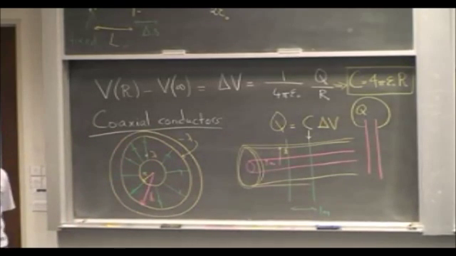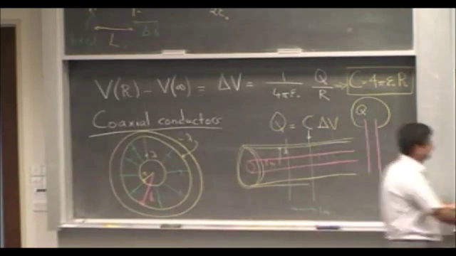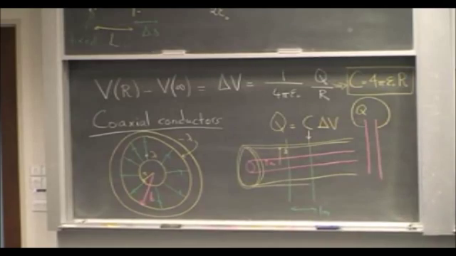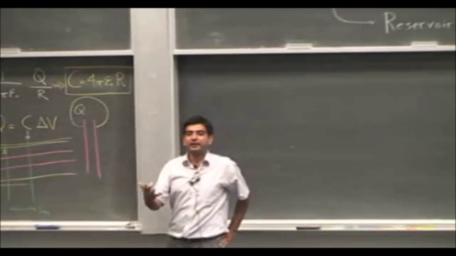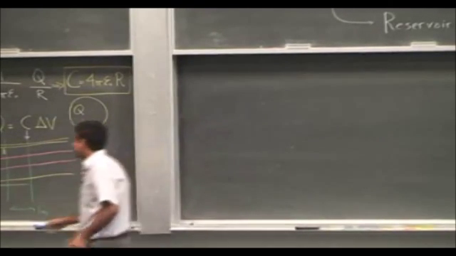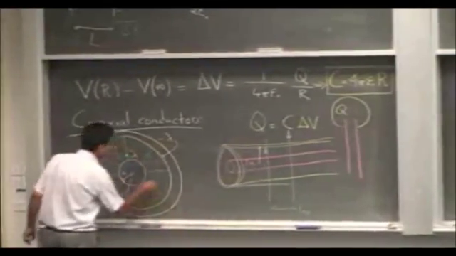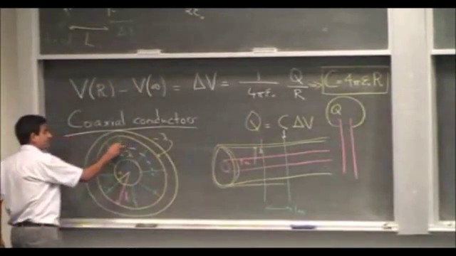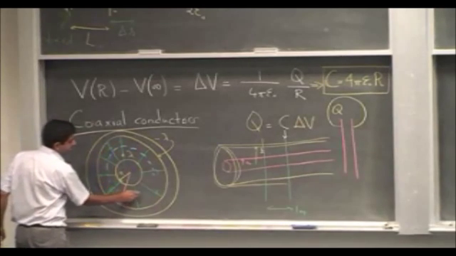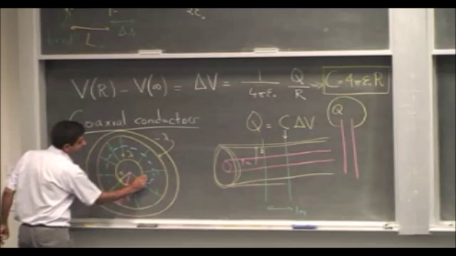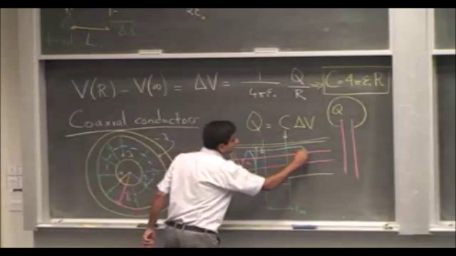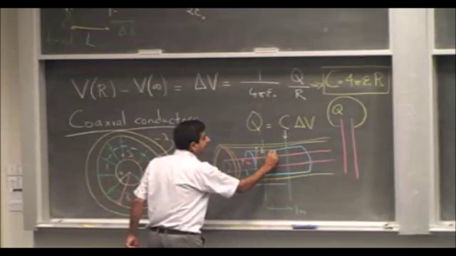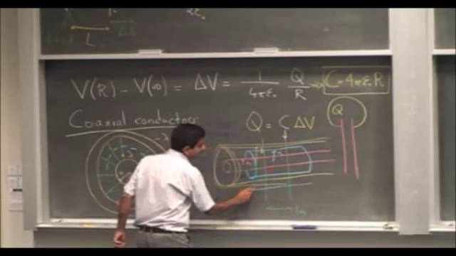How much is this electric field? It's lambda by 2 pi epsilon naught r. So if I take a Gaussian surface, I draw a Gaussian surface that's at a radius r, which means I'm drawing a surface like this. This blue is my Gaussian surface at a radius r, length L.